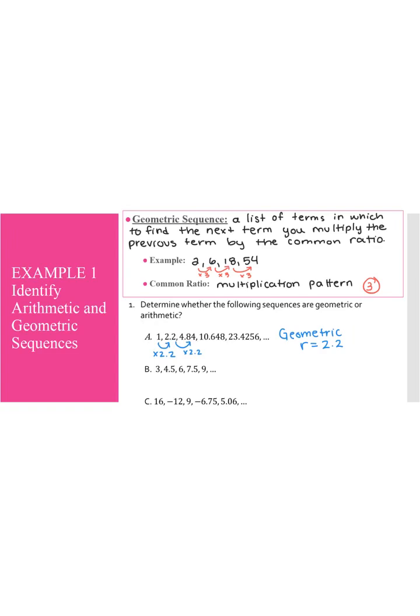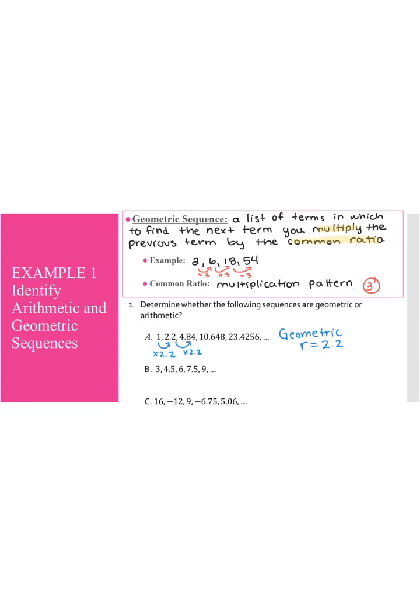But a geometric sequence is a list of terms in which to find the next term, you must multiply the previous term by the common ratio. So the big takeaways from this yesterday was that the pattern was multiplication, and we call that pattern the common ratio. We talked about an example, 2, 6, 18, 54, where the pattern was multiplying by 3, which is our common ratio.